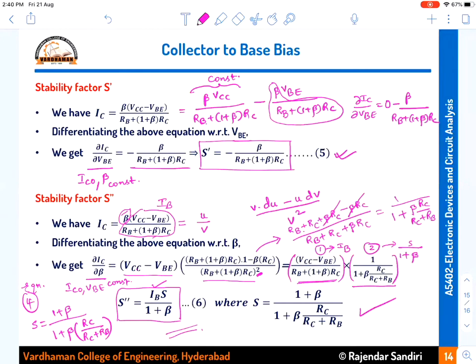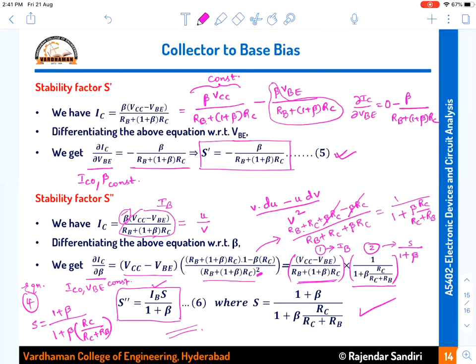This is how we do the derivations for S, S dash and S double dash, and then the operating point for these two biasing methods, fixed bias and collector to base bias. That's all. Lecture number 15 is over. So here we have studied two biasing methods, fixed bias and collector to base bias. In both these biasing methods, we calculated the operating point by applying KVL to the base circuit and KVL to the collector circuit. We got IC and VCE. Then we derived the expressions for stability factors S, S dash, S double dash for both the biasing methods.